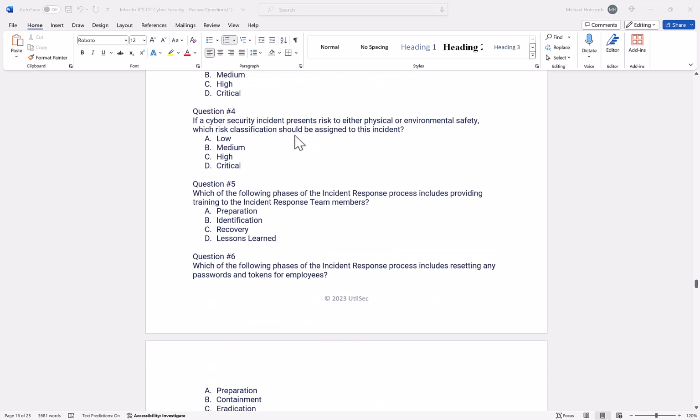Question 4. If a cybersecurity incident presents risk to either physical or environmental safety, which classification should be assigned to this incident? So this basically tails off of what we were just talking about. Physical safety or environmental safety, right? The idea that somebody could get hurt or killed, or there would be damage done to the environment from the facility, right? It's automatically a critical, right? We take it the most seriously.